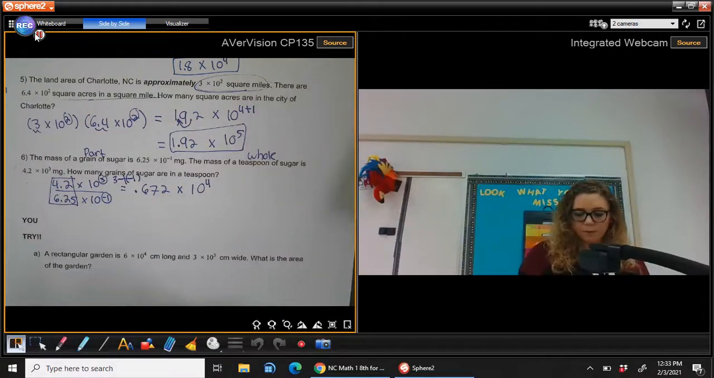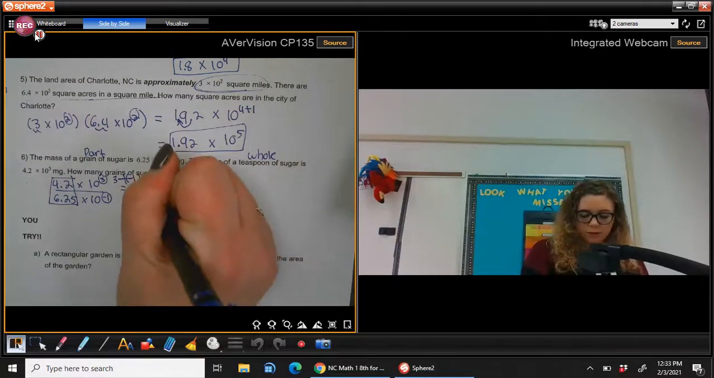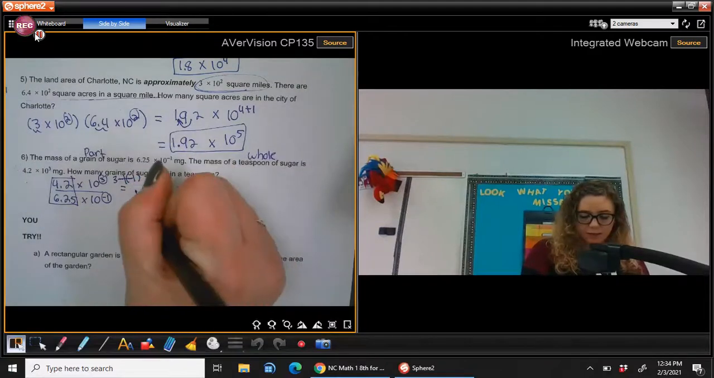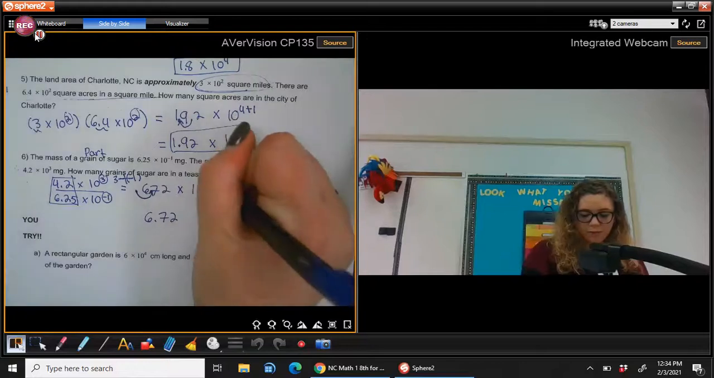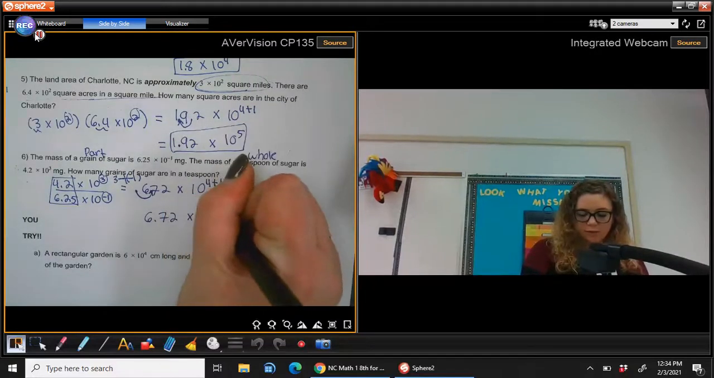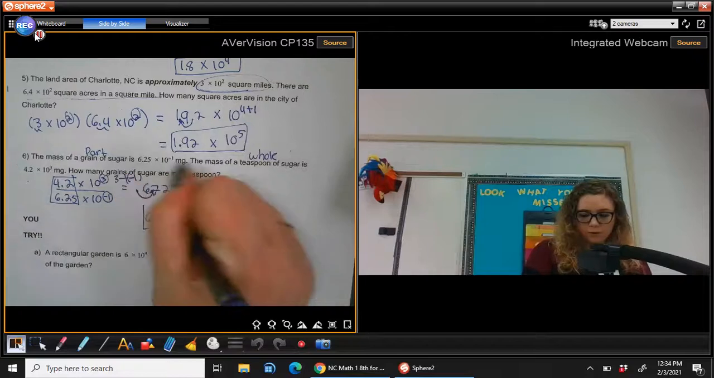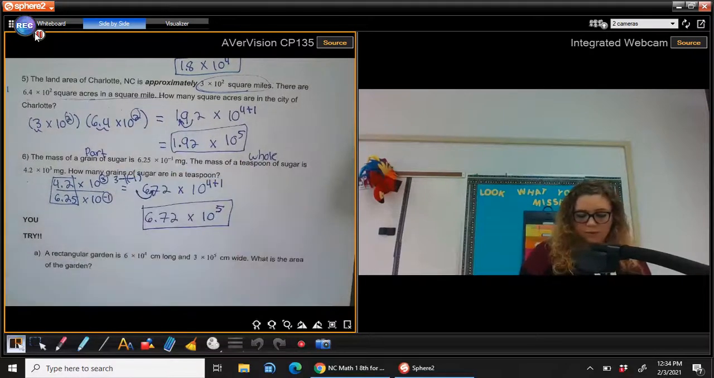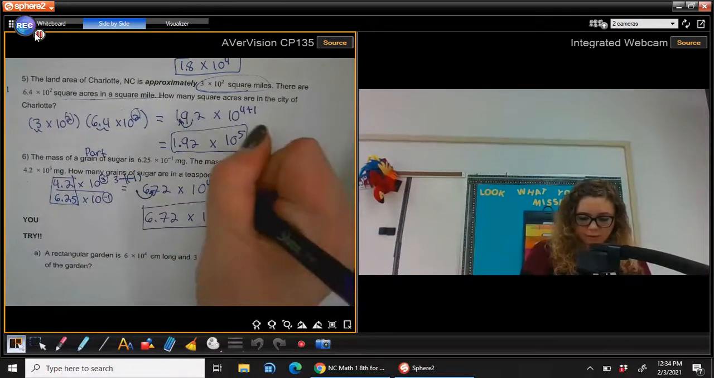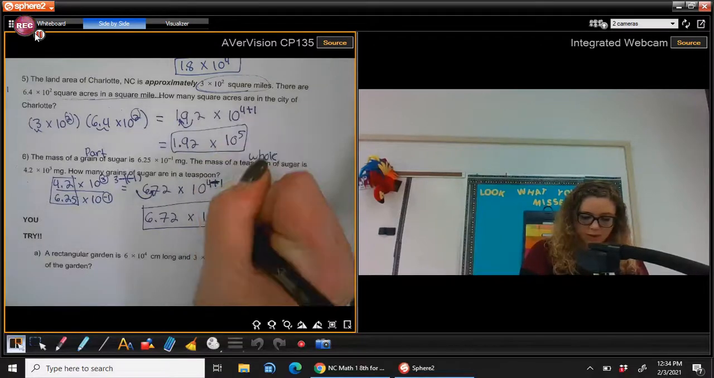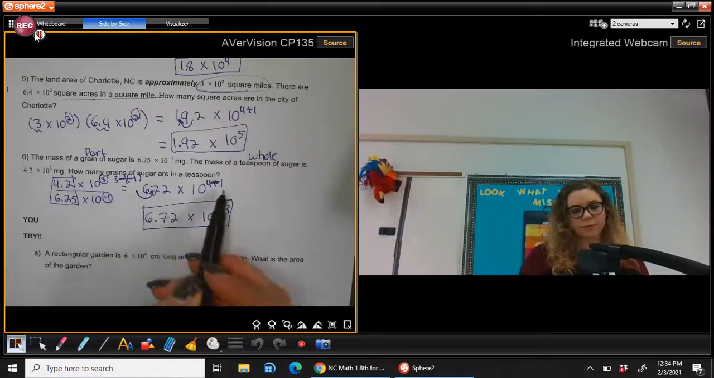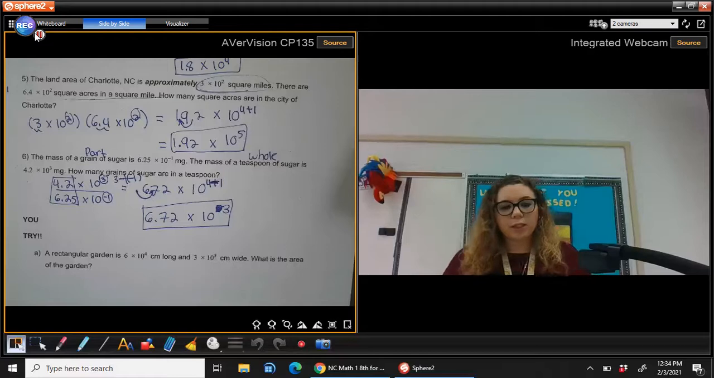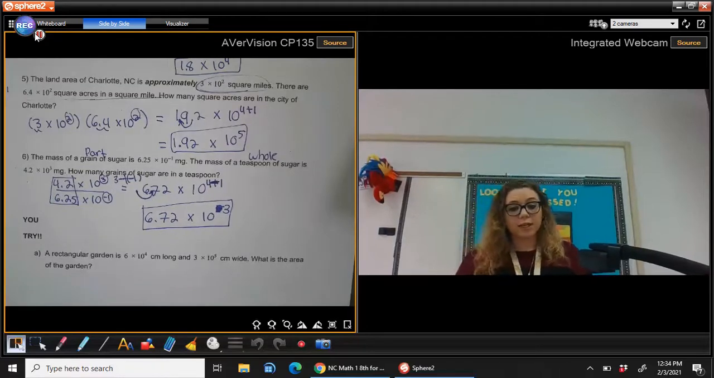I need to move my decimal once to make it into scientific notation. So since I moved it once to the right, I'm going to add 1 times 10 to the 5th. Excuse me, I'm going to subtract. What am I thinking? So I have 3. Since we moved it to the right, we subtract.